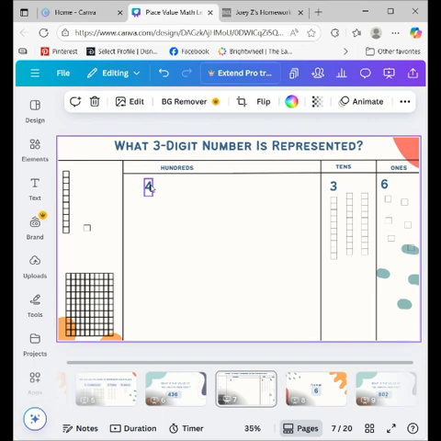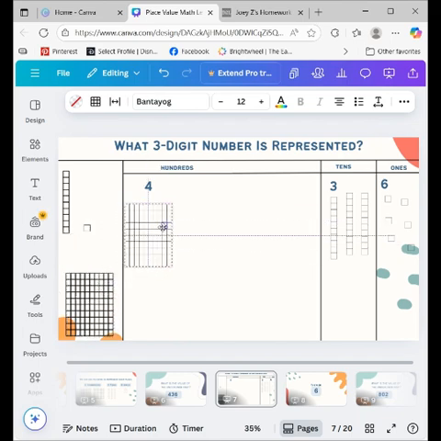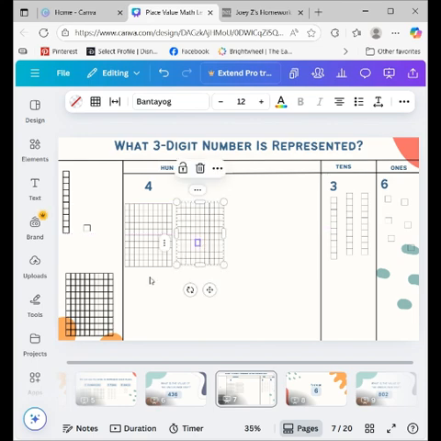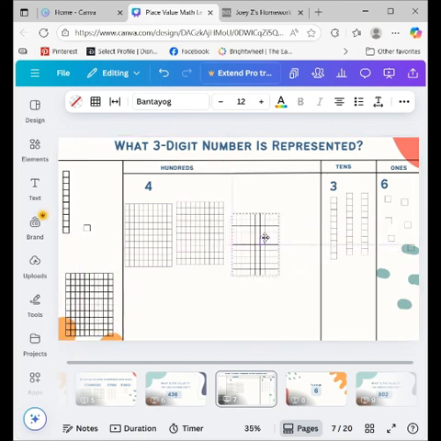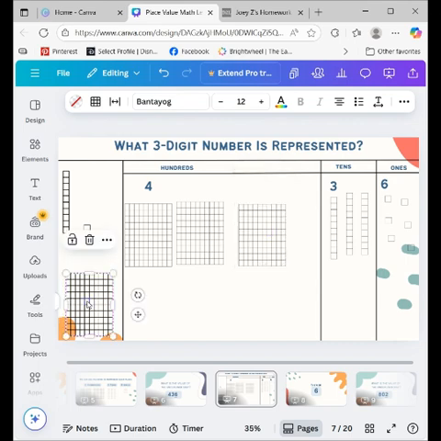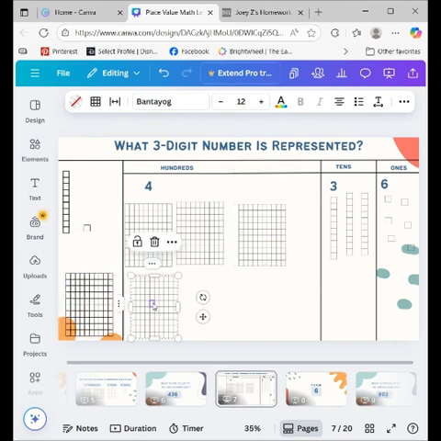And then this one is in the hundreds place. So we would need to bring over 4 of the hundreds square. So we have to count again so we don't lose track. So 1, 2, 3, 4.